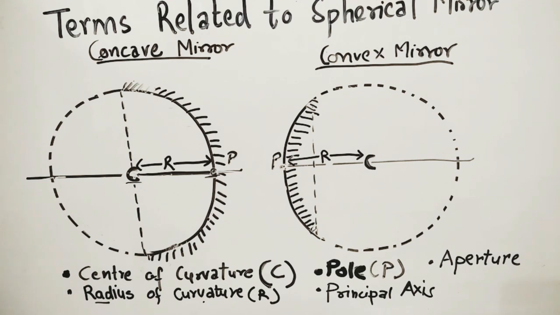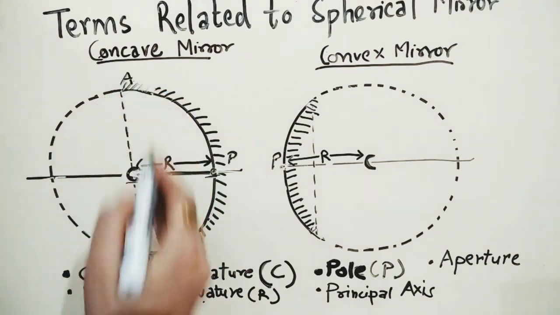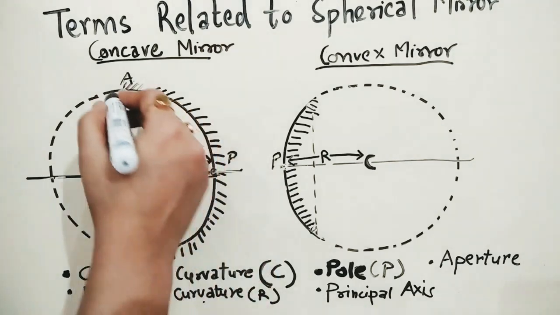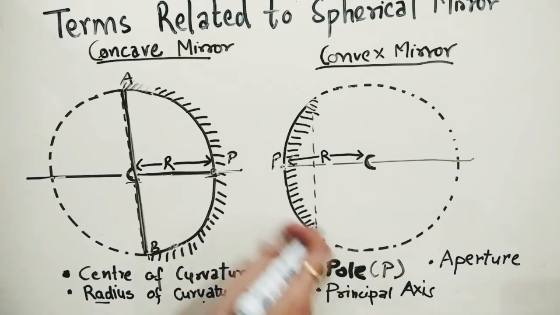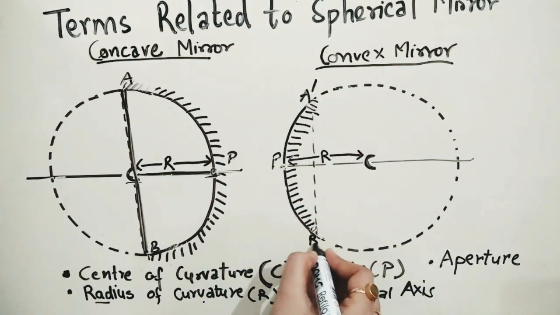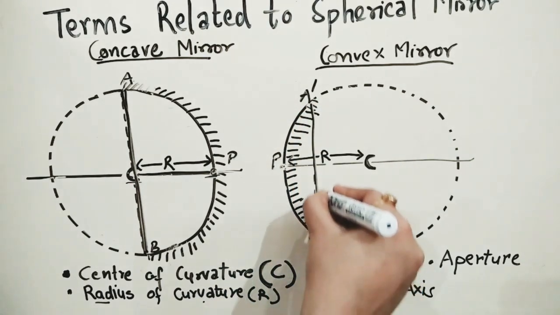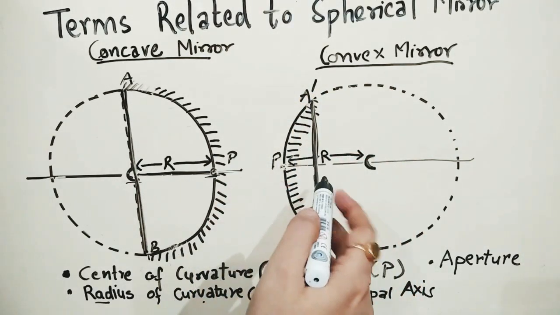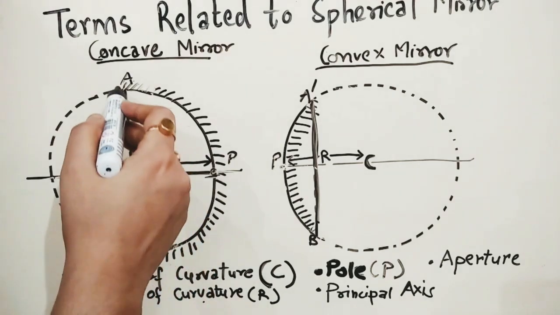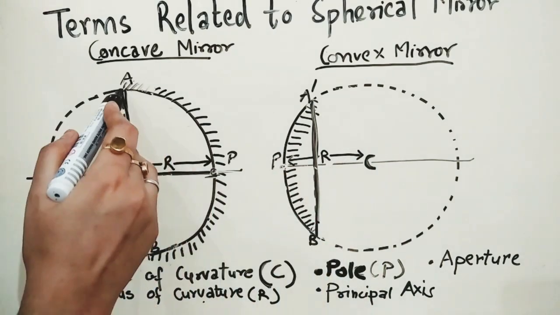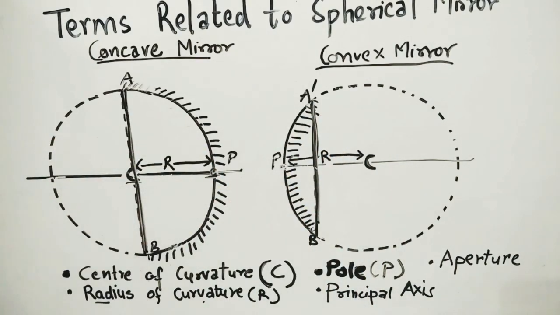Now the next term is the aperture. The aperture of a spherical mirror is the diameter of the reflecting surface. For example, if A to B is the reflecting surface, then this diameter is known as the aperture. If in this case it is of shorter length, for example A dash B dash, then this length is the aperture. So the aperture of a spherical mirror is the diameter of the reflecting surface. It can be greater or shorter depending upon the length of the reflecting surface.